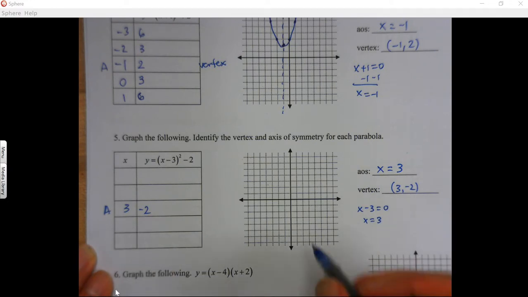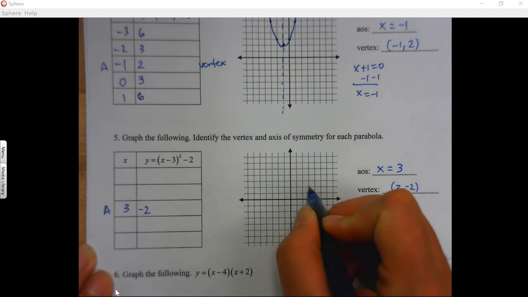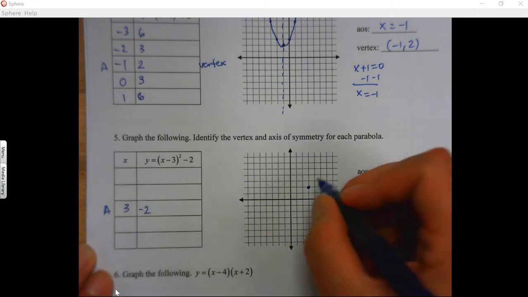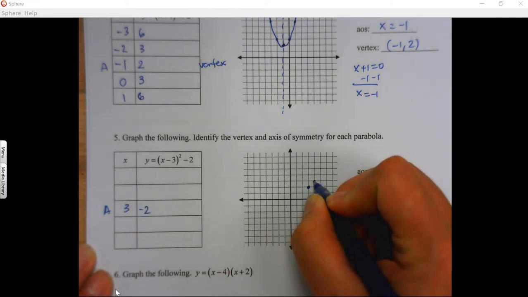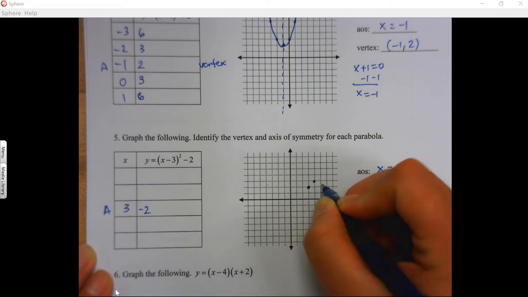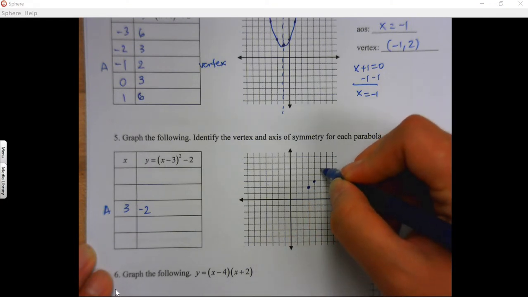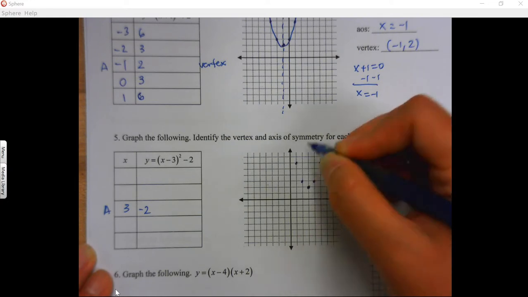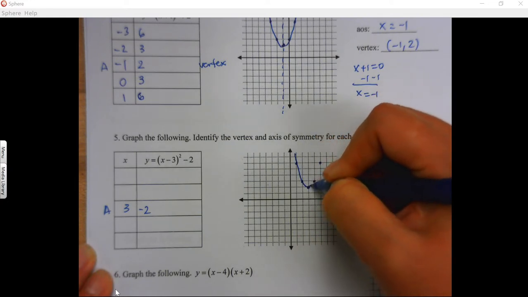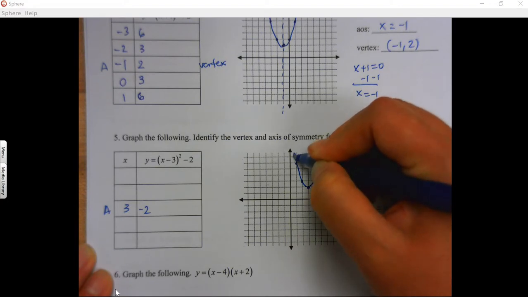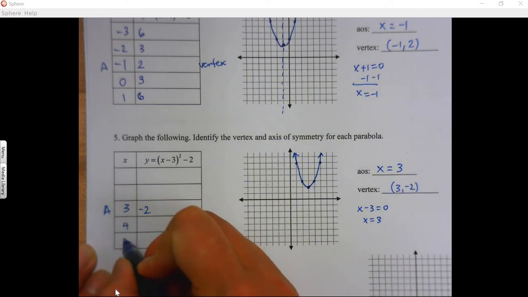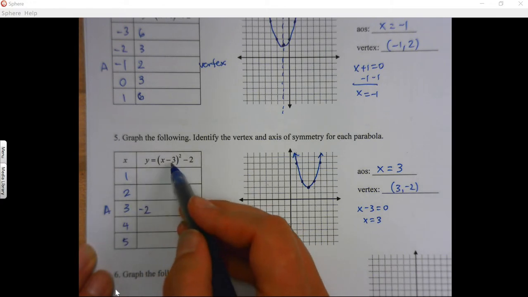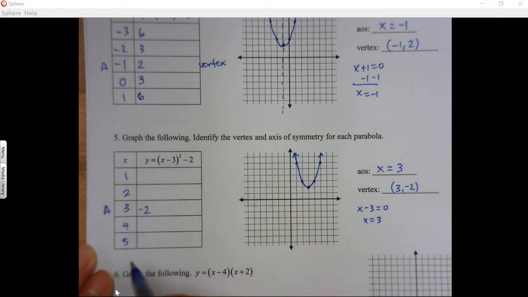I use this point, so I count over 3, up 2. Again, it is a positive parabola, so I can go over 1 and up 1. I can go back to the vertex, out 2 and up 4. Mirror image on the other side of the axis of symmetry. Again, you can substitute those same values in and do your order of operations, 1 minus 3 and squaring it and subtracting 2.